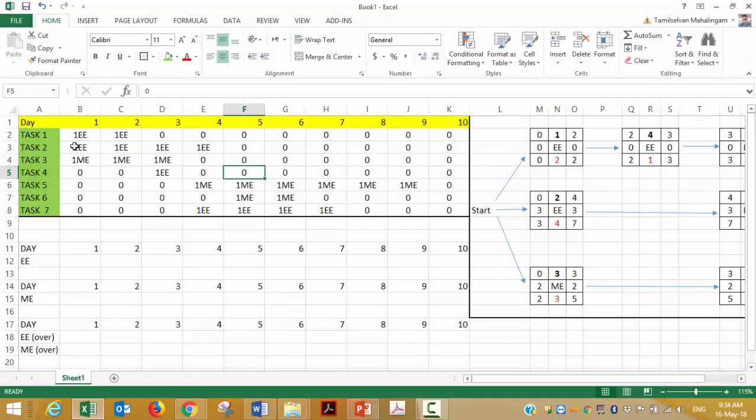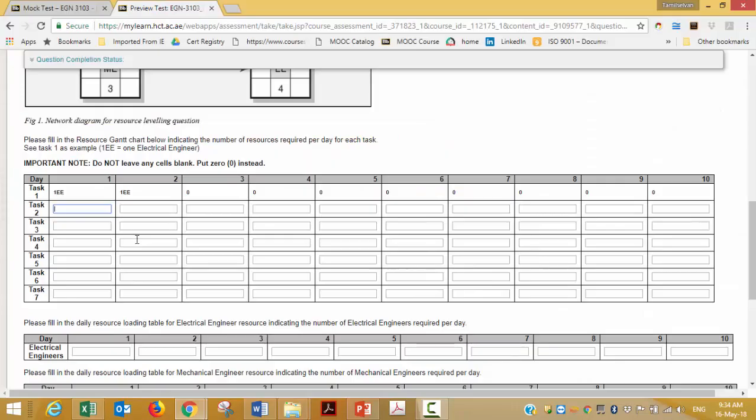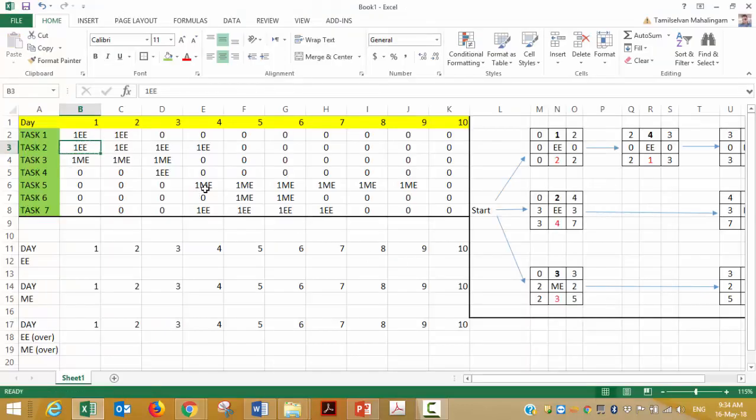Okay, like for example, task 1 is already finished. Task 2, 1 EE, then 1 EE, 1 EE, 1 EE for 4 days. Then you need to put 0, 0, 0, 0, 0, 0. Okay. So likewise, you just have to fill it. I don't want to waste time here. Just fill the rest of them. Just bring that information over there.